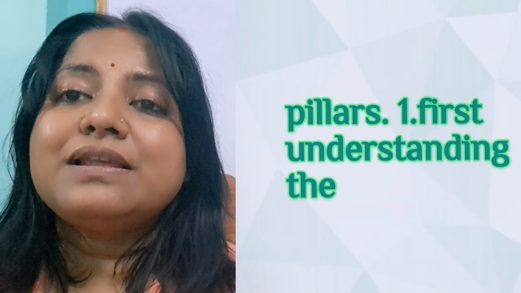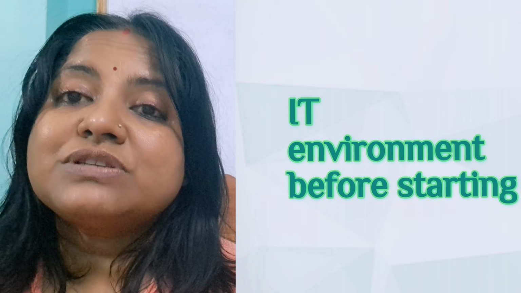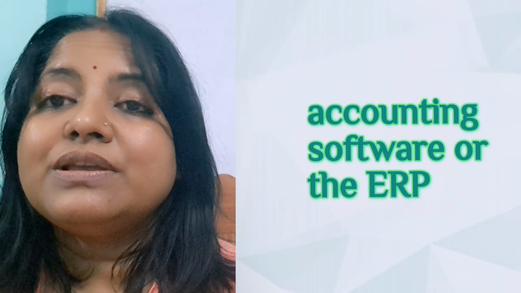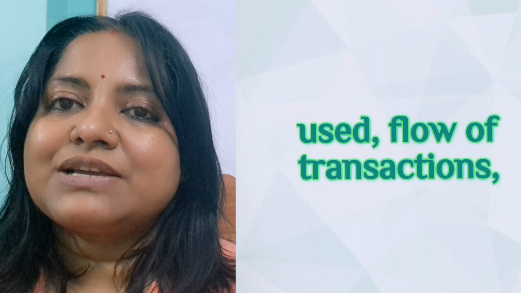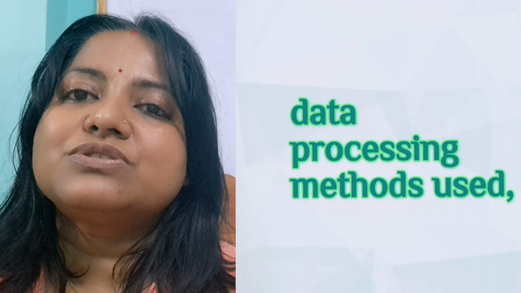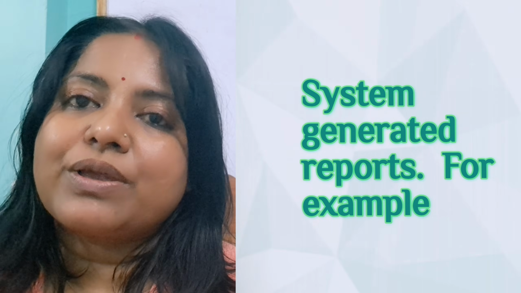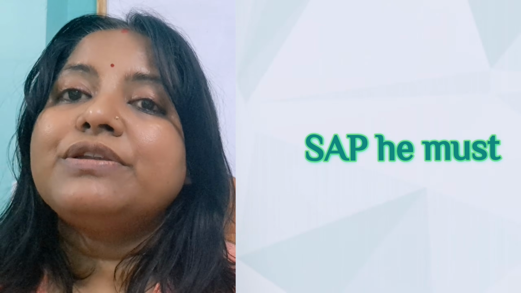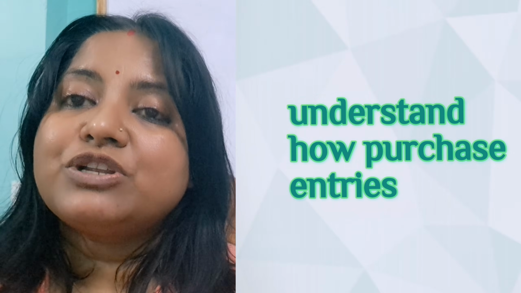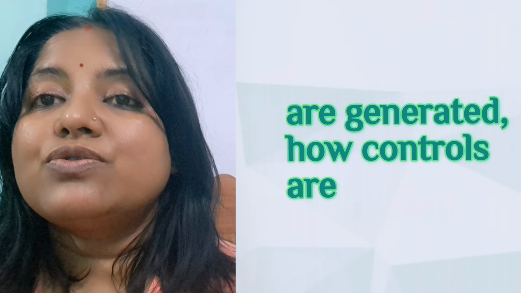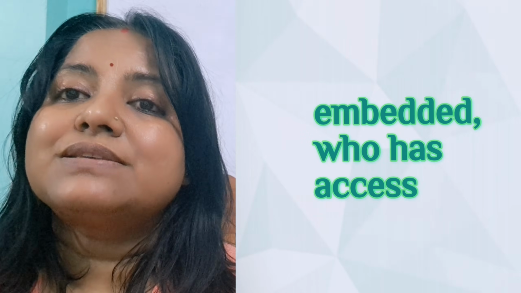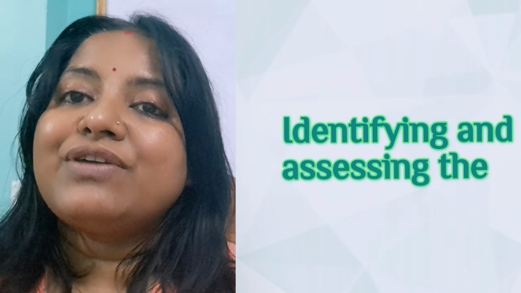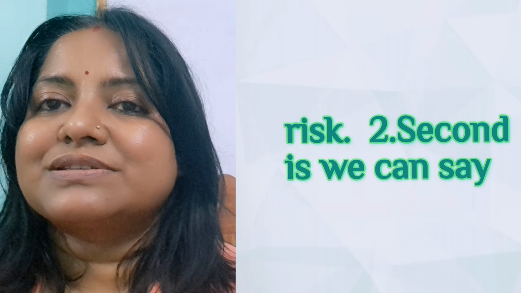First, understanding the IT environment. Before starting the audit, the auditor must understand the accounting software or the ERP used, flow of transactions, data processing methods used, and system generated reports. For example, if a company uses SAP, the auditor must understand how purchase entries are generated, how controls are applied, who has access rights. This directly links with SA 315, identifying and assessing the risk.